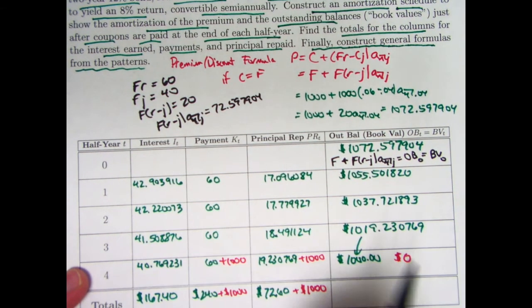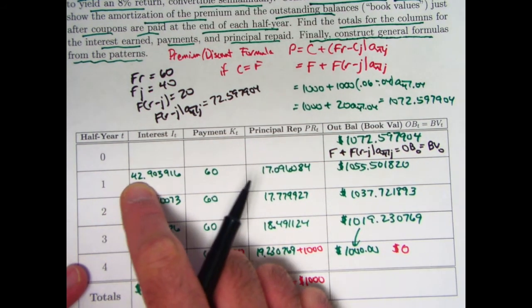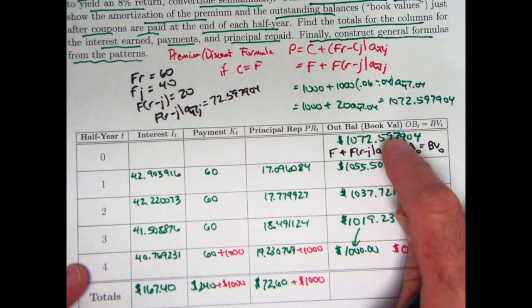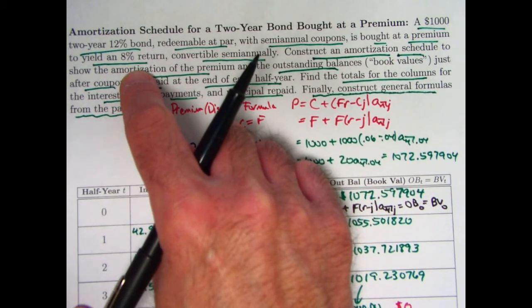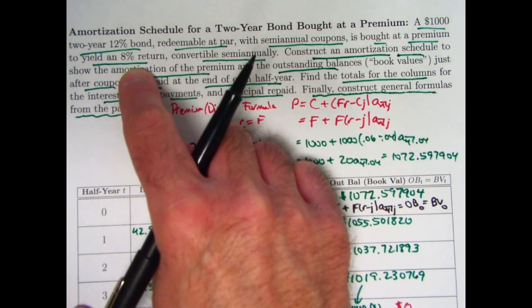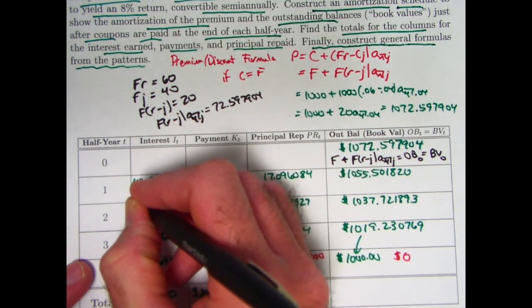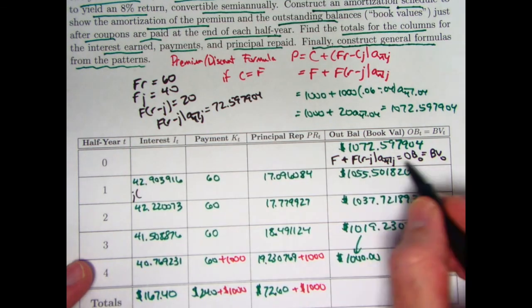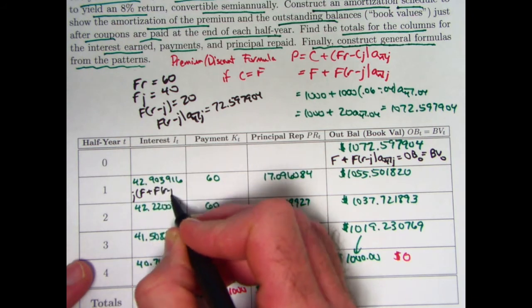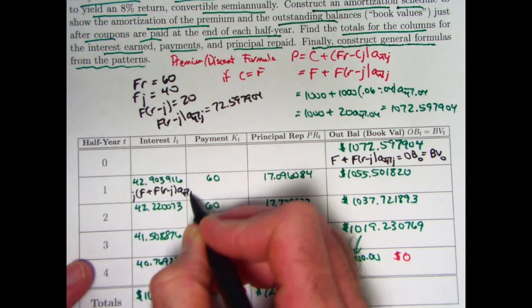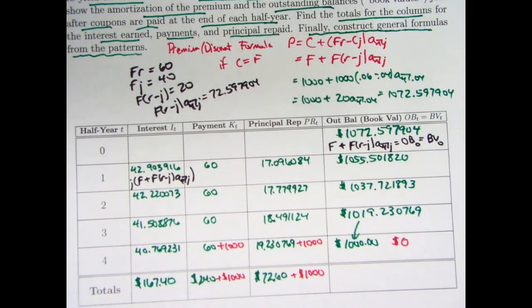1,072.597904. What interest do they owe here at the end of half year one? They owed $42.90, which was 4% of this amount. We took the semi-annual yield rate, 8% divided by 2, 4%, or 0.04, and multiplied it by this. That was J. Let me go ahead and just write symbolically here, J times this whole thing, F plus F times (R minus J) times a angle J. As a symbolic way, we could represent that interest.